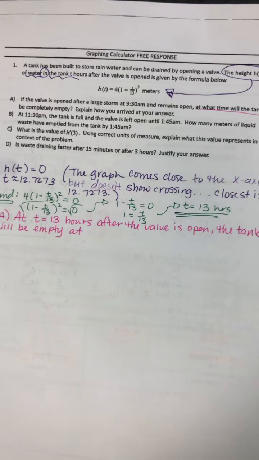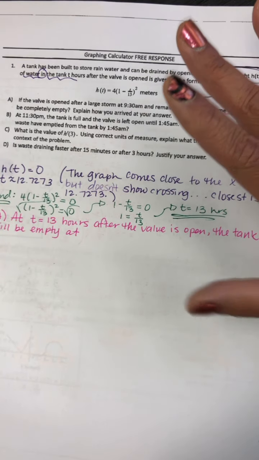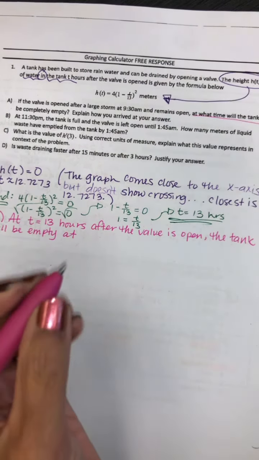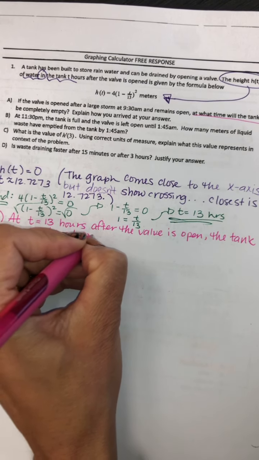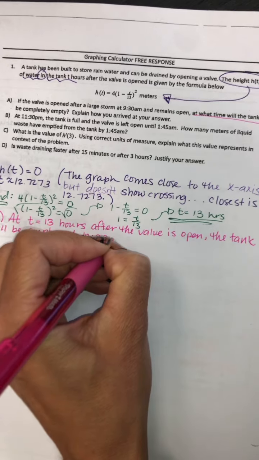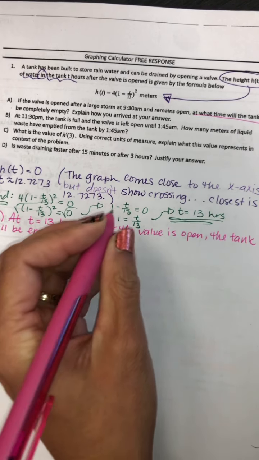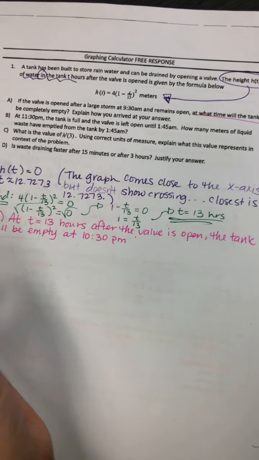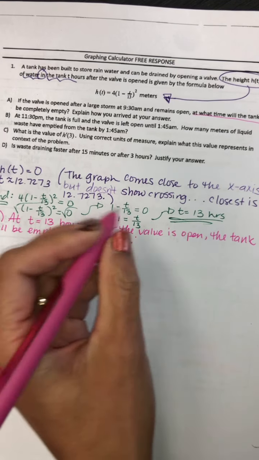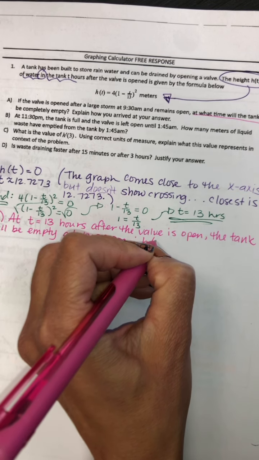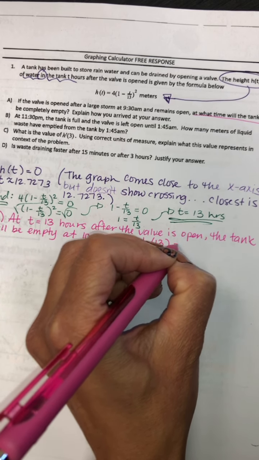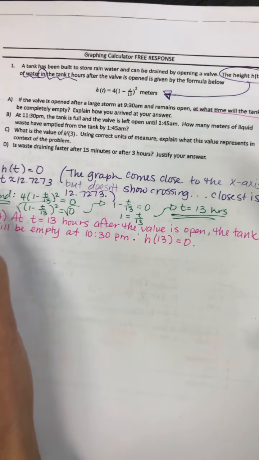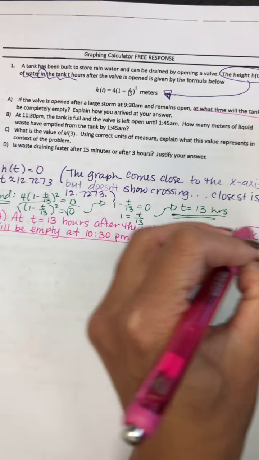Well, let's see, 9:30, 10:30, 11:30, 12:30, 1:30, 2:30, 3:30, 4:30, 5:30, 6:30, 7:30, 8:30, 9:30, 10:30 would be 13 hours. So at 10:30, and obviously this is p.m., will be empty at 10:30 p.m. So we could say h of 13 equals 0 using function notation. Okay, so this is part A.